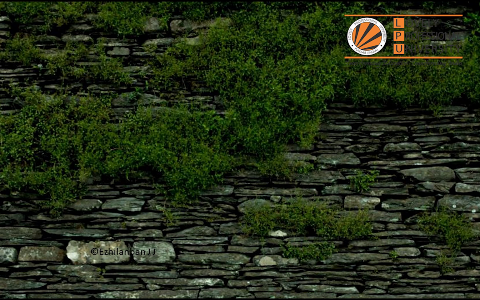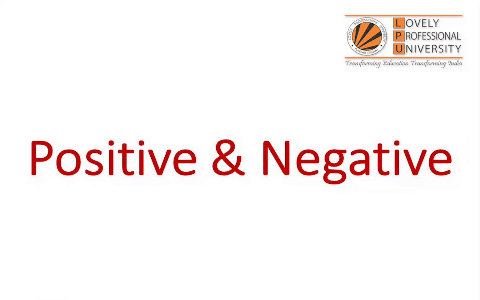Now here in this picture you can see a combination of two colors again. In this picture we can see a flat image with a combination of two different sets of colors. Next we will see about positive and negative.